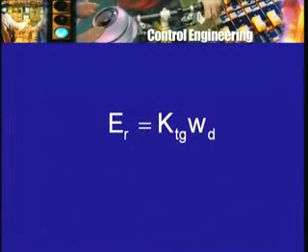That is, the drive will not run at the desired speed, even though the tacho generator output corresponding to the desired speed is equal to the reference voltage, or the reference voltage divided by the tacho generator coefficient is the desired speed. Now why is this so? ER equal to K tacho generator into omega d.